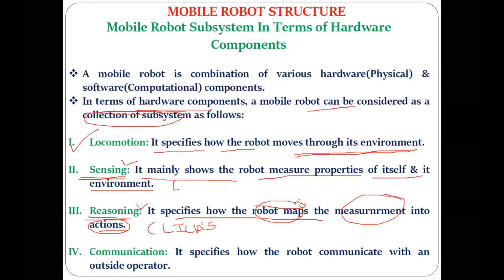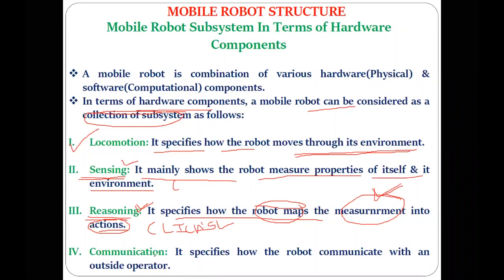Mapping the measurements into the action. The action depends on the data, that is, the parameters taken by the sensors. Correct. With the help of the information received through the different kinds of sensors and other devices, which action is to be chosen is specified by this reasoning subsystem. There is utilization of a controller for that. So it specifies how the robot converts the measurements, the received information, into the action.